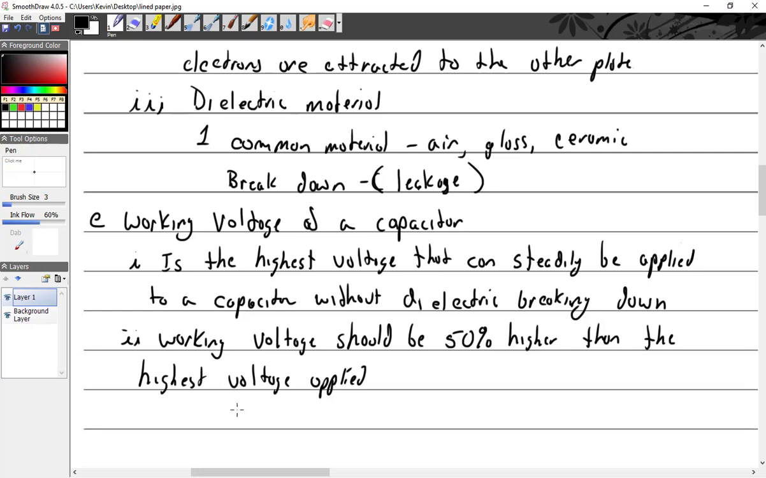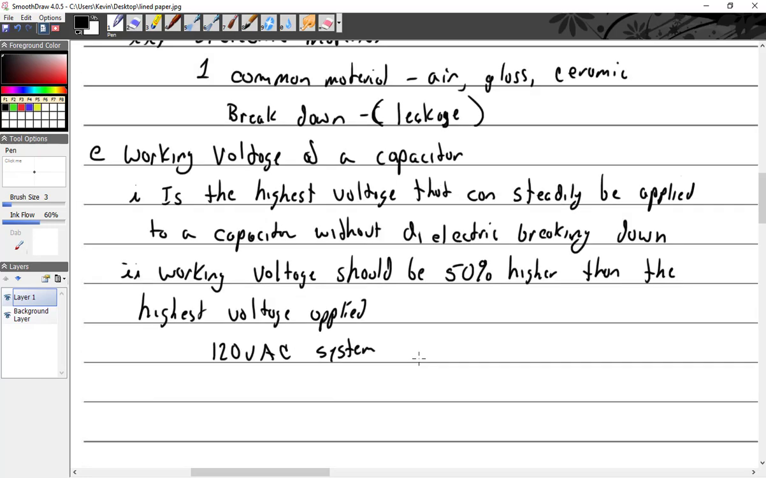So if I had a 120 VAC, volts AC system, what should the working voltage of the capacitor be? 180. So that's 120 times 150%, which is also the same as 1.5, equals 180 volts.